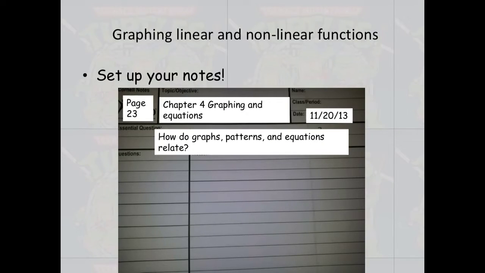Make sure you set up your notes. This can be in your interactive notebook on page 23. Call it Chapter 4 Graphing and Equations. Our essential question is, how do graphs, patterns, and equations relate? Today is the 20th, but you can write whatever date you are doing this. Pause if you need to, so you can set up your notes.